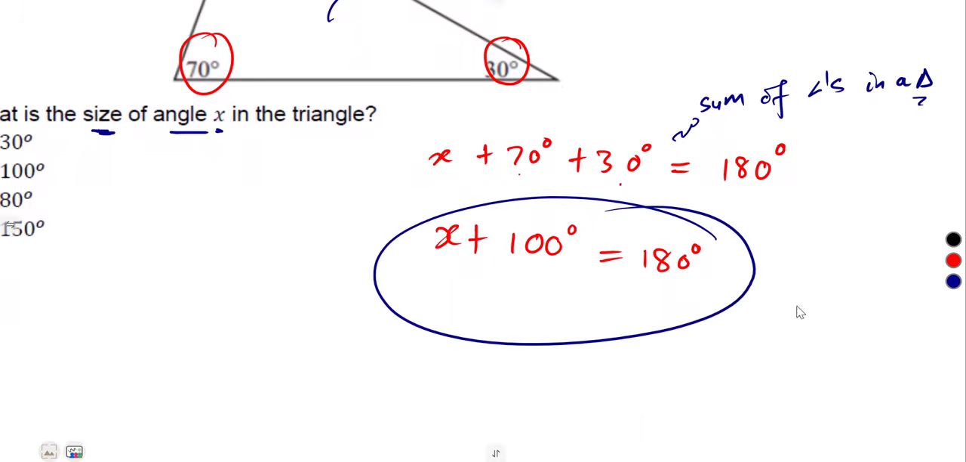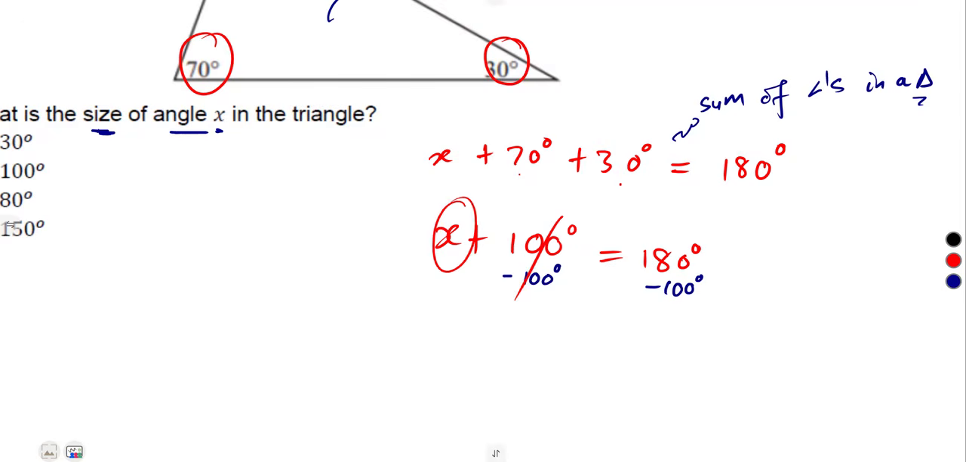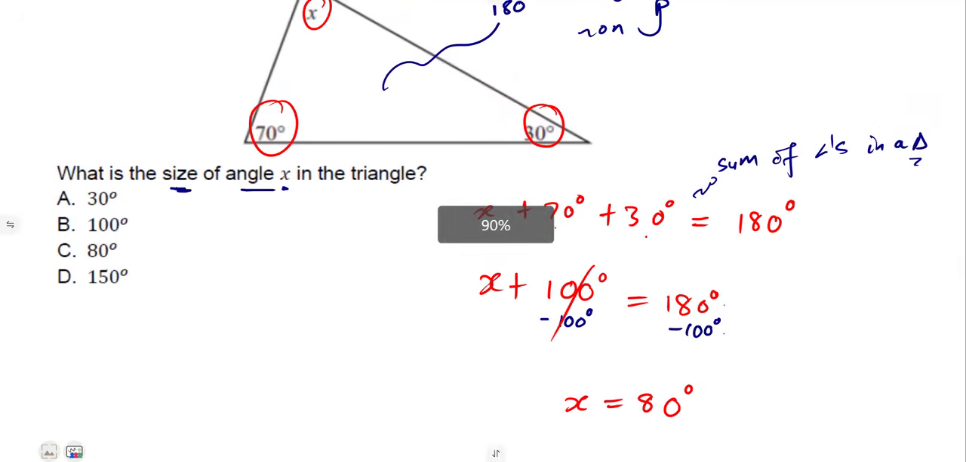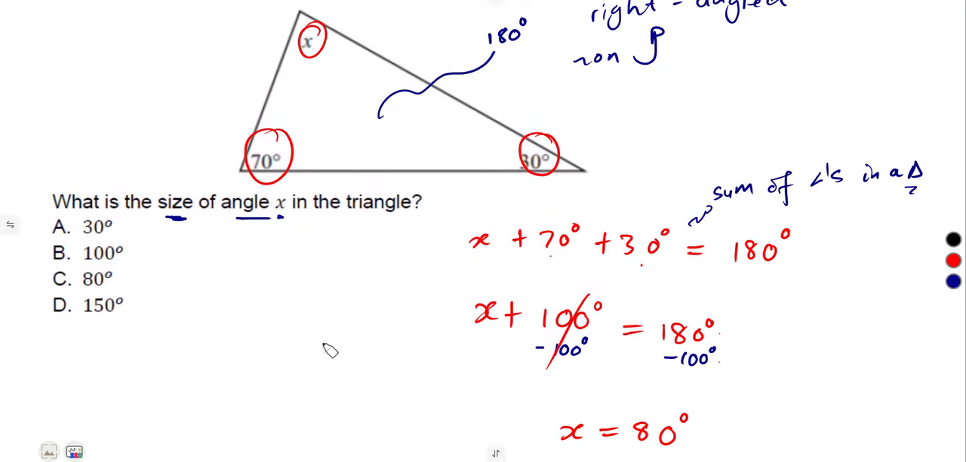Remember, we have an equation we need to solve, so you can simply take the 100 to the other side of the equation. It was a positive, so it's going to be a negative. Or simply subtract 100 on both sides of your equation. That is going to give us X equals 180 minus 100, which is 80 degrees. So that is what we're supposed to have for X. Angles inside a triangle, the sum is equivalent to 180 degrees. So the answer there was going to be C.